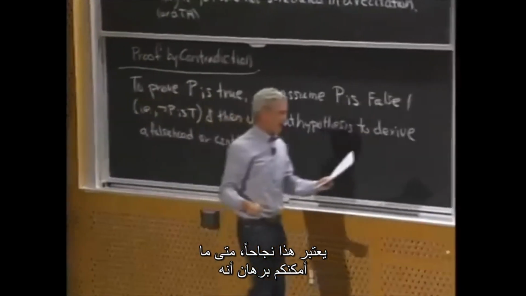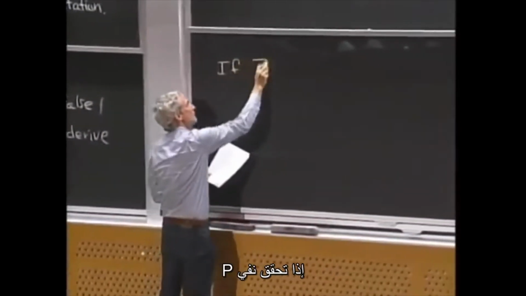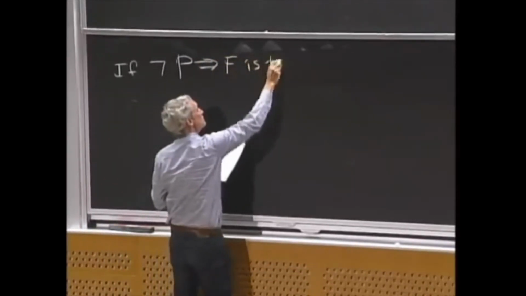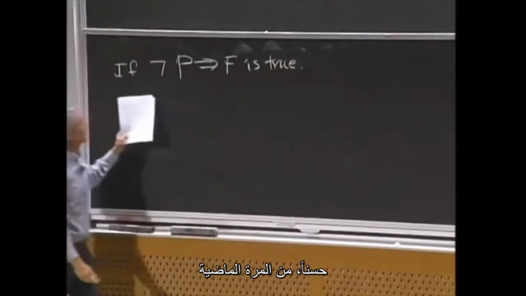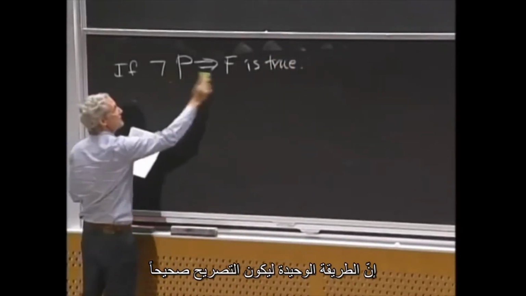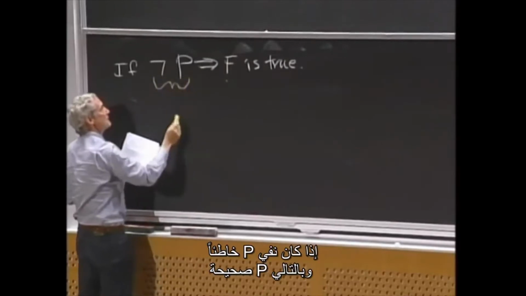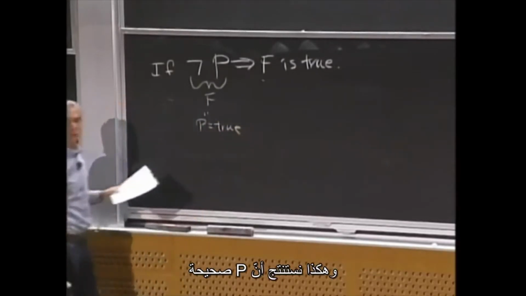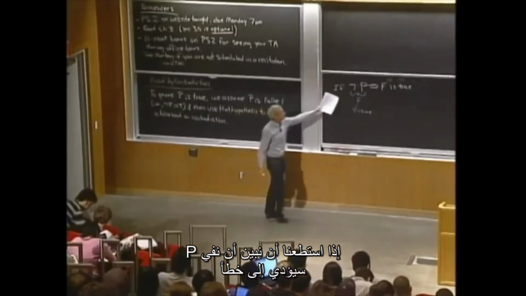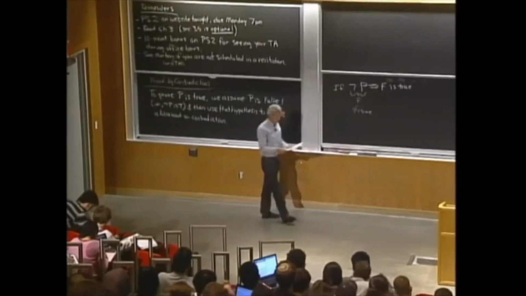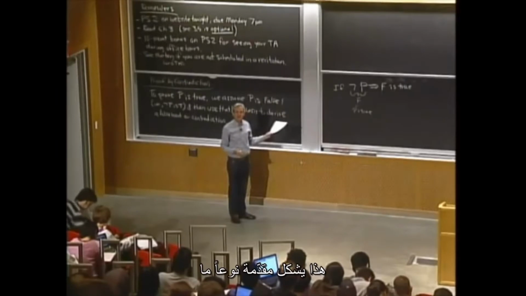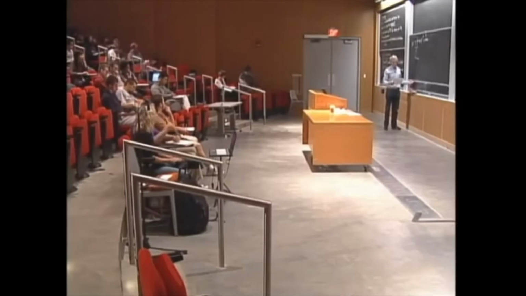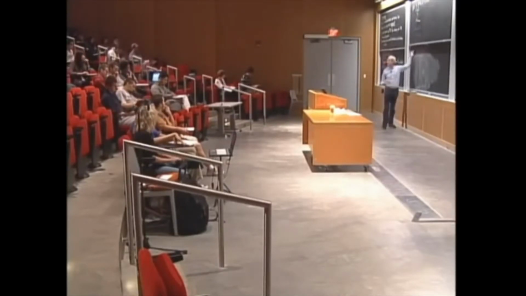Now, this works because if you can prove not P implies false is true, well, from last time, the only way this is a true statement is if this is false, namely P is true. All right, so we can conclude that P is true if we can show that not P implies a falsehood. Any questions about that? It's a lot of notation, and until you've seen it, it can be confusing. So maybe we should do an example.